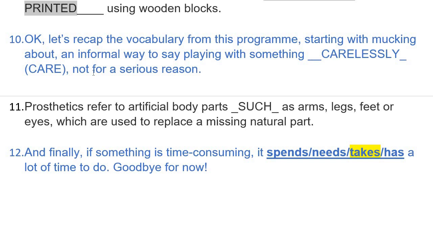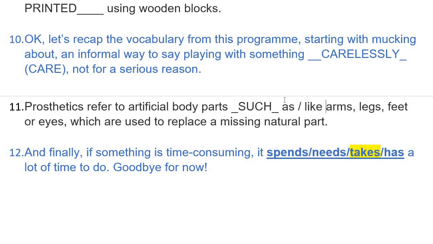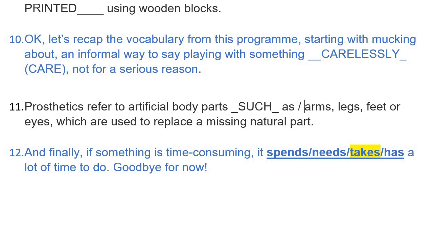So you play with something carelessly, not for a serious reason. So it's not important. Okay, so again, modifies how you are playing with something. Okay, you're doing it in that manner, carelessly. Such as, to give examples, remember such as, with this, the same as, like, body parts like arms, legs. So such as, typical one in part 2, the one we have to fill in the gaps with one word. Then it takes a lot of time. Something takes time. The other 3 are similar, but the structure you'd have to use is different.